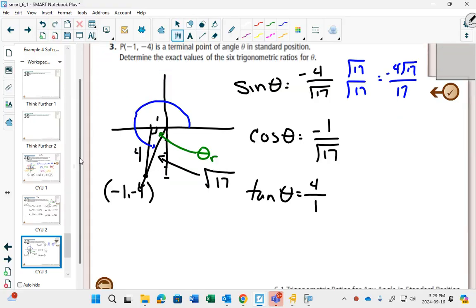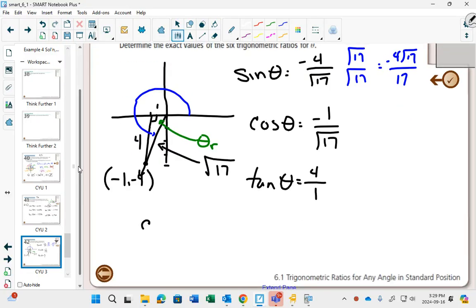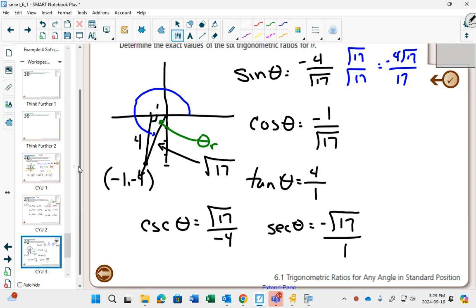But now we can do the others really easily, because cosecant of theta is the reciprocal of sine. And the shortcut is your answer just becomes flipped. Secant is the reciprocal of cos. Shortcut, just flip the answer. This is where you're going to get confused on what you're allowed to flip and what you're not. And cotangent, of course, is 1 over 4.